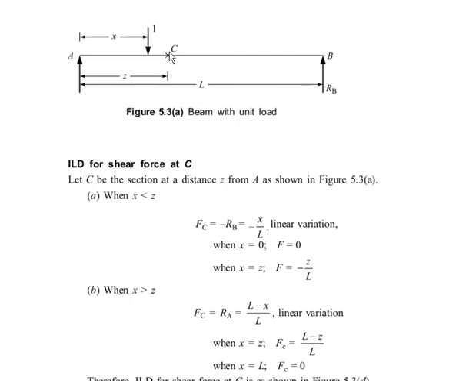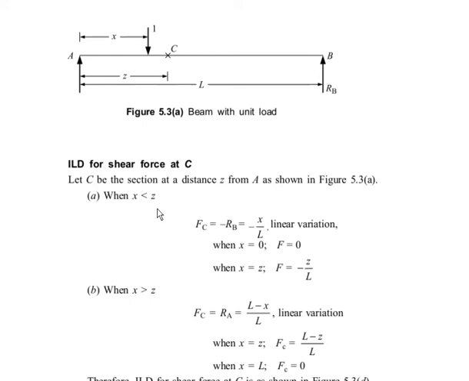The section is at the point C, then if you take the right side of the section, shear force at C is equal to minus RB, so minus X by L. So minus X by L is the value of shear force at C. The first case we have considered is when X is less than Z, or X is between A and C, the value of shear force at C is equal to minus X by L. This is what we have just calculated. So shear force at C is equal to minus X by L when X is less than Z.